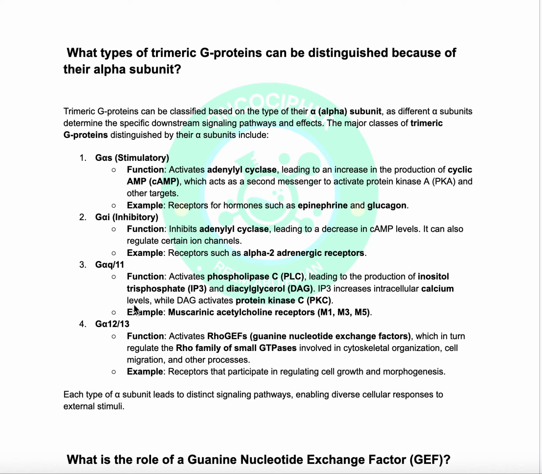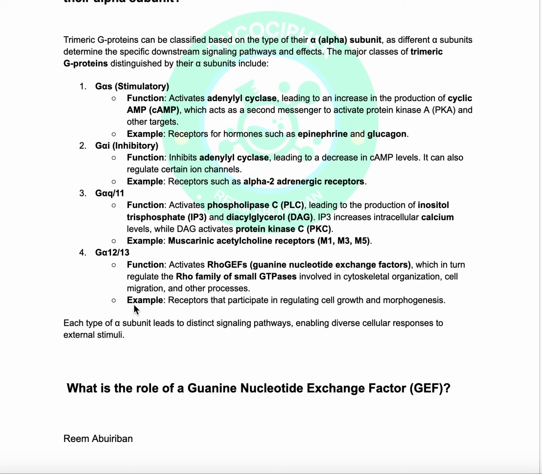M5. We have also the G alpha 12/13, and they activate guanine nucleotide exchange factors, and we will discuss what they are in the second question, which in turn regulate the RHO family of small GTPases involved in cytoskeletal organization, cell migration, and other processes. And these receptors participate in regulating cell growth or morphogenesis.